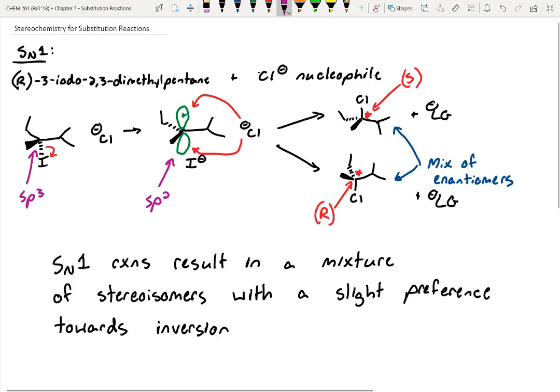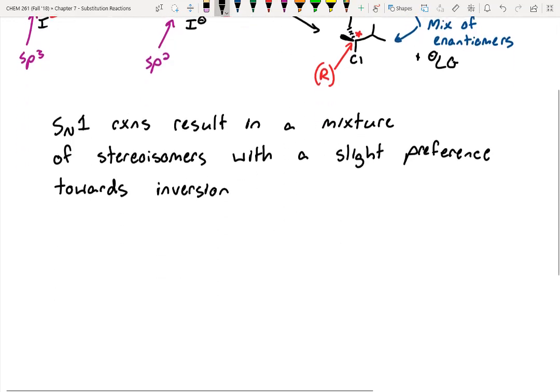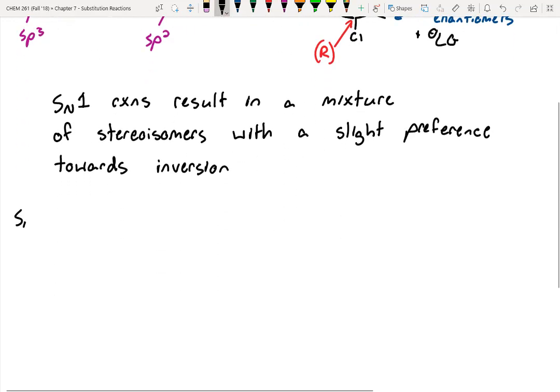We did say that there is a slight preference towards inversion, meaning that that bottom lobe is slightly blocked by the leaving group that recently fell off of that face, right? So the chloride would prefer to attack from the opposite face. All right, now we've got to dig into Sn2 reactions. And these are also kind of tricky, but we have to pay attention to stereochemistry.